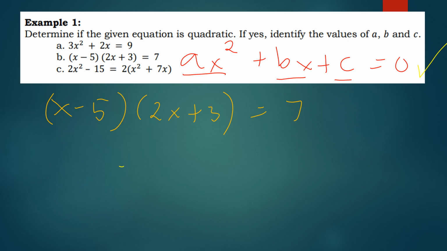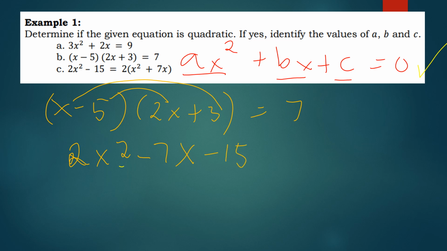By the FOIL method, x times 2x is 2x squared. This is negative 10x and 3x. So adding negative 10x and 3x, you have negative 7x. Then we do our last term. Negative 5 times 3 is negative 15.